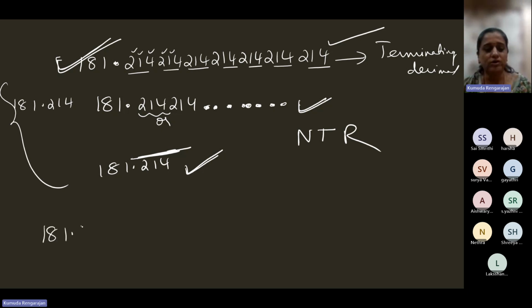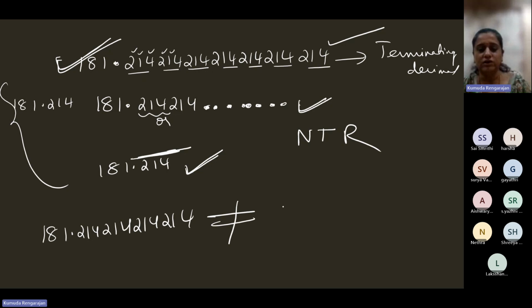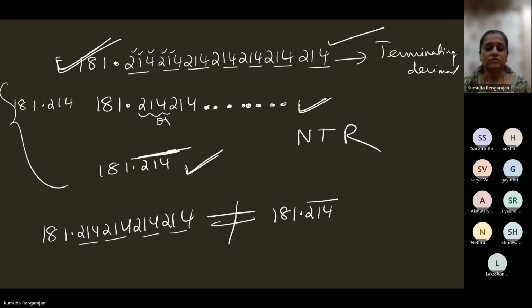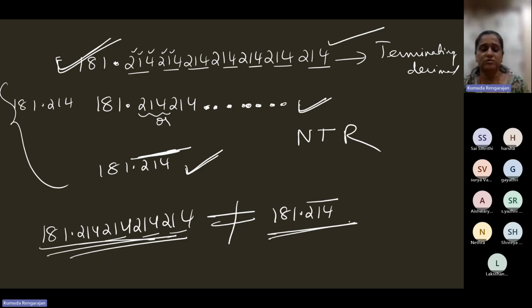So 181.214, 214, 214, 214 is not equal to 181.214 recurring. They're not the same. Here 214 comes 4 times. That's all. It ends there. Terminating decimal. Whereas here, 181.214 with a bar on it says it goes on and on. So these two are not the same. This one is a terminating decimal. This one is a non-terminating repeating decimal. But if we place dots here, then both are the same.